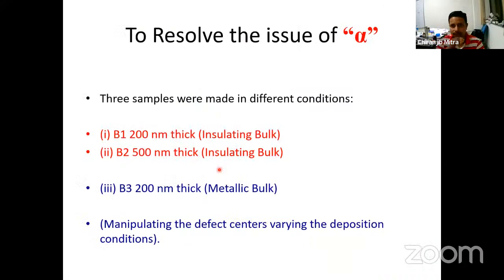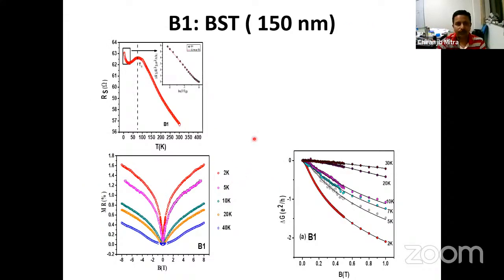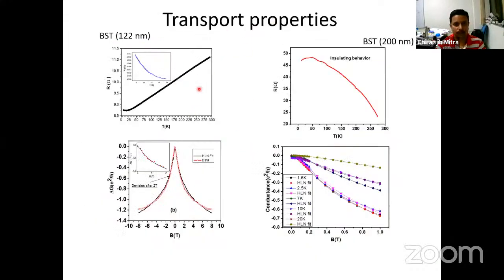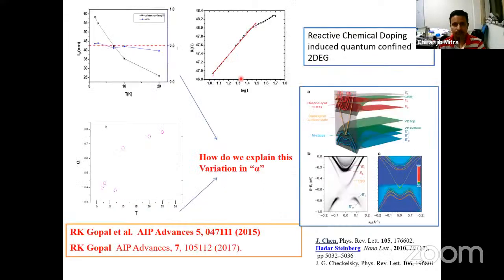To resolve this issue of alpha, we consider three samples made in different conditions. One is B1, which is a 200 nanometer thick insulating bulk sample, B2 is a 500 nanometer thick insulating bulk, and B3 is a 200 nanometer thick metallic bulk. Just by varying the deposition condition we were able to achieve this. This B3 is what is shown here.